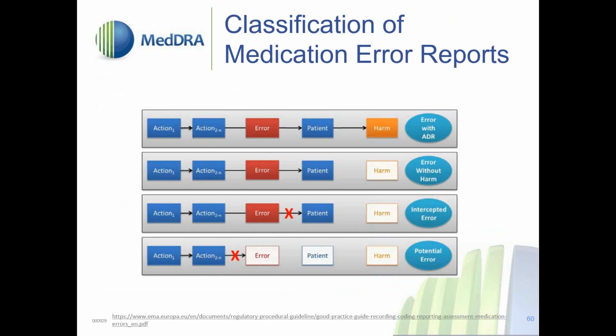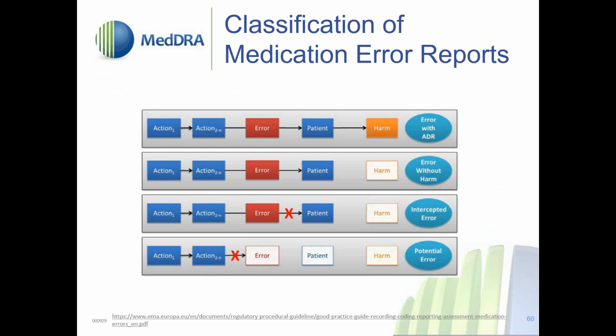Here is a nice visual summary of the different types of medication error cases, taken from the good practice guide of the European Medicines Agency. In the first example, a medication error occurs, leading to an administration error, so it reaches the patient, and to harm in the patient. So a case with a medication error, with a subsequent adverse drug reaction in the patient. Next, an error happens and reaches the patient, but it does not result in any harm to the patient.